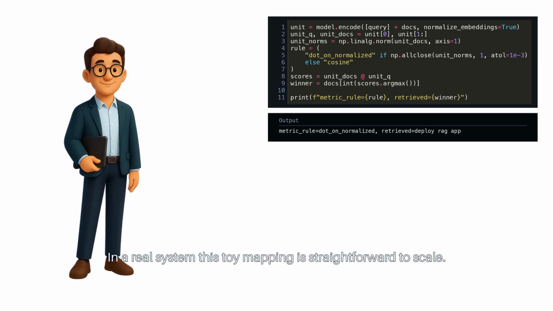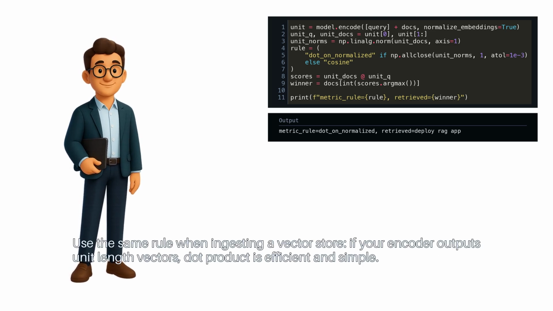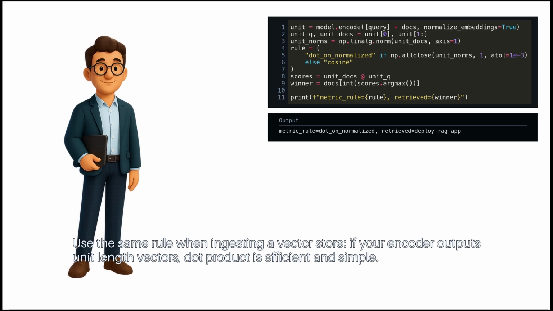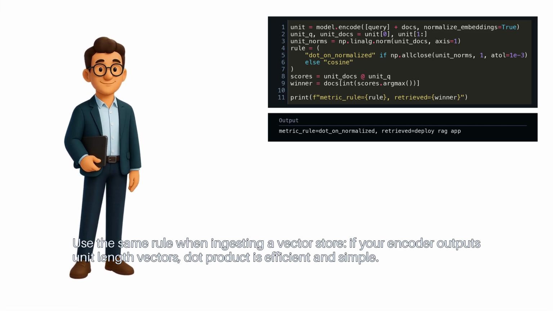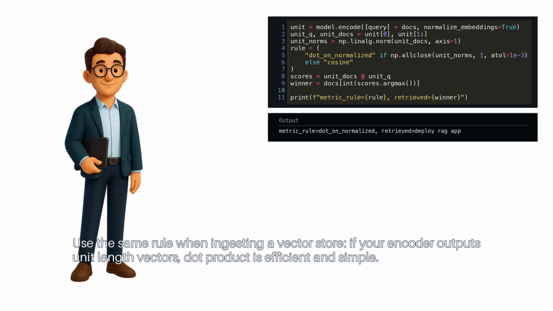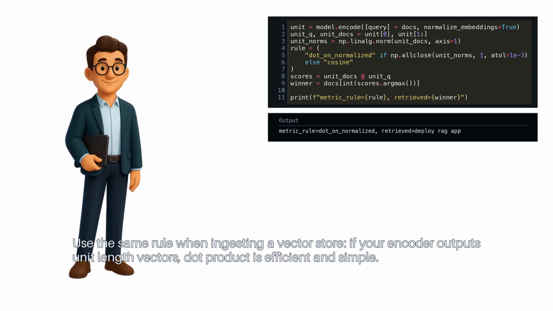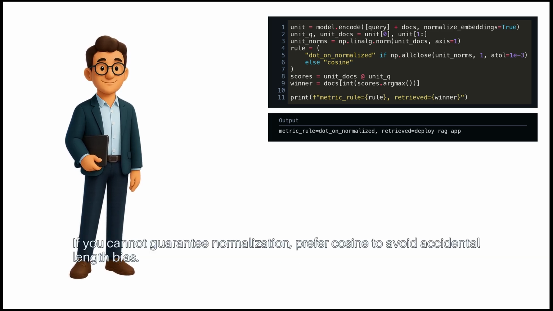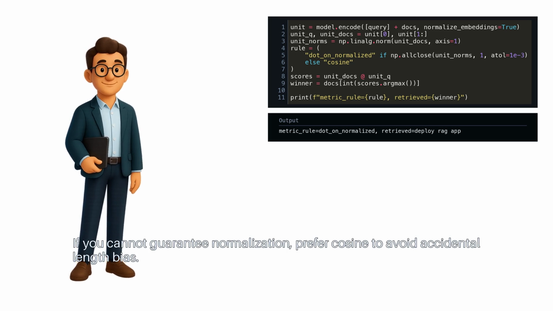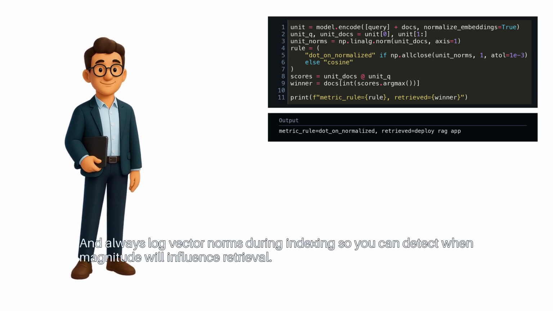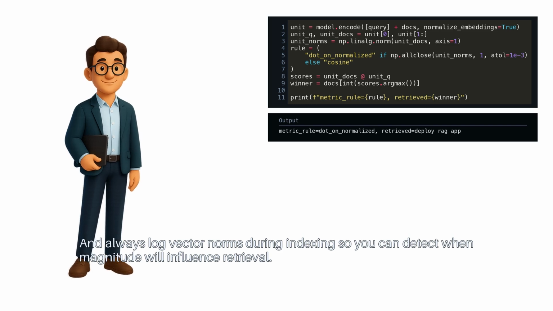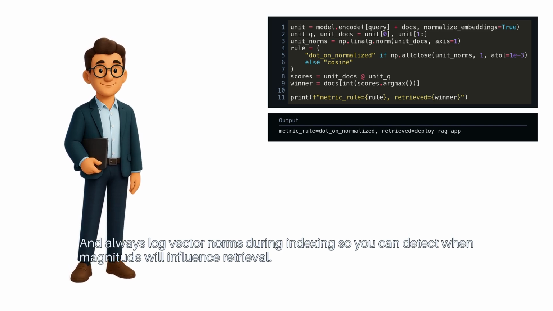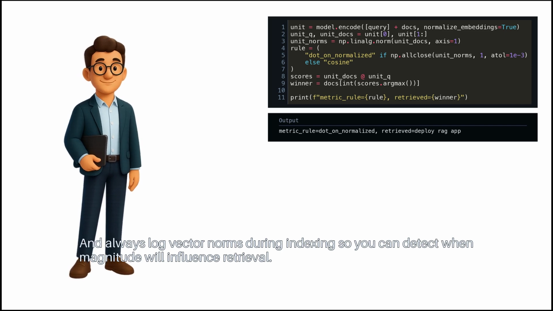In a real system, this toy mapping is straightforward to scale. Use the same rule when ingesting a vector store. If your encoder outputs unit length vectors, dot product is efficient and simple. If you cannot guarantee normalization, prefer cosine to avoid accidental length bias. And always log vector norms during indexing so you can detect when magnitude will influence retrieval.